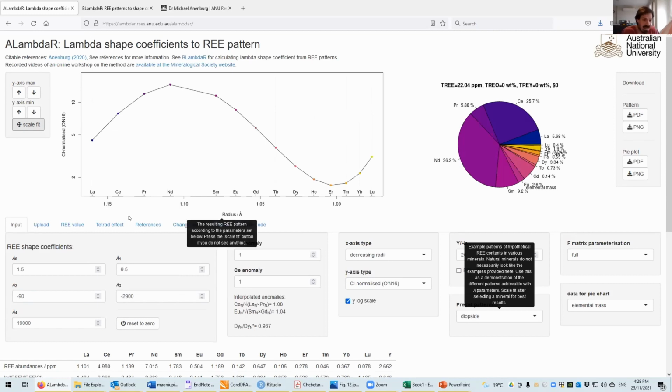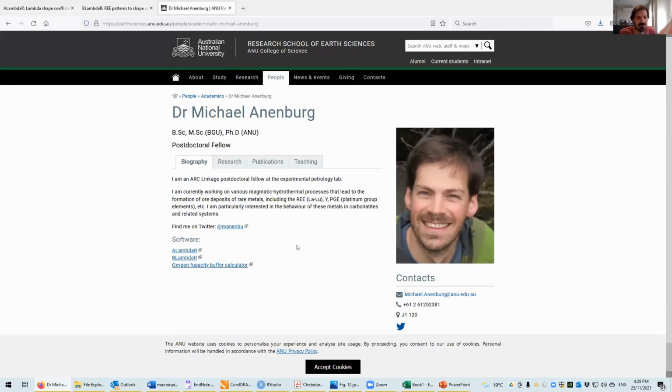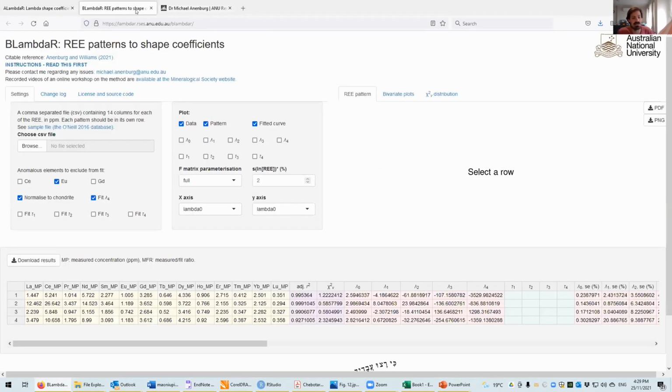For this, we have the other app, which is called BLambdaR. Again, same website, and you can just go and Google me, and the link is here. What it does, it takes real-time data. So when you just open it, it has kind of preset patterns in it you can play with.